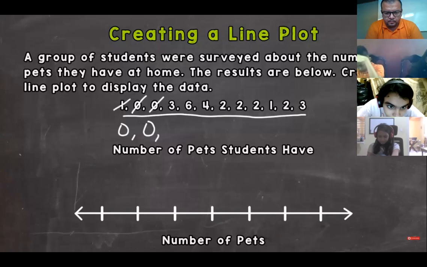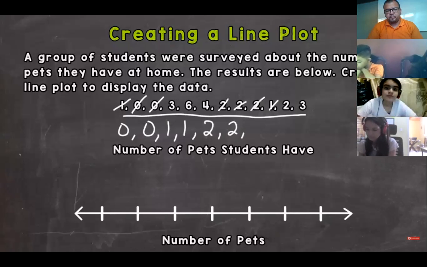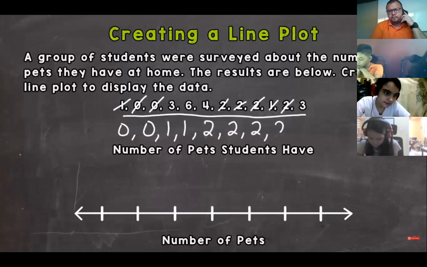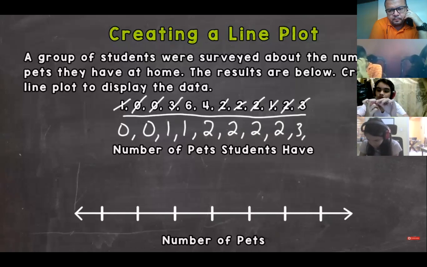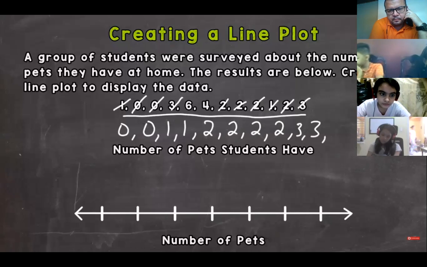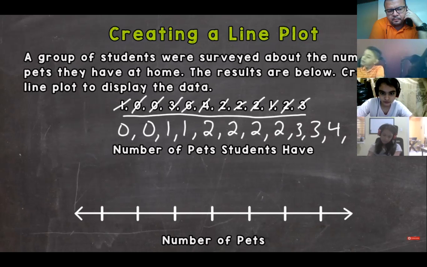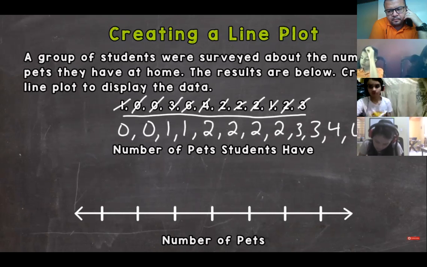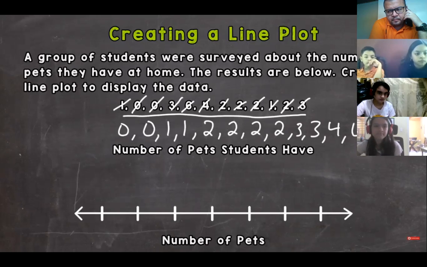And then ones, I have 1, 2. So 2 ones. As far as 2s go, looks like I have a few. 1, 2, 3, and actually 4 2s. How many 3s? Well, 1 here and 1 here, so that's 2 3s. We have a 4. It does not look like we have any 5s. And then we have a 6, which is our largest number within that set of data. So now that we have it in order from least to greatest, we are ready to create our line plot.